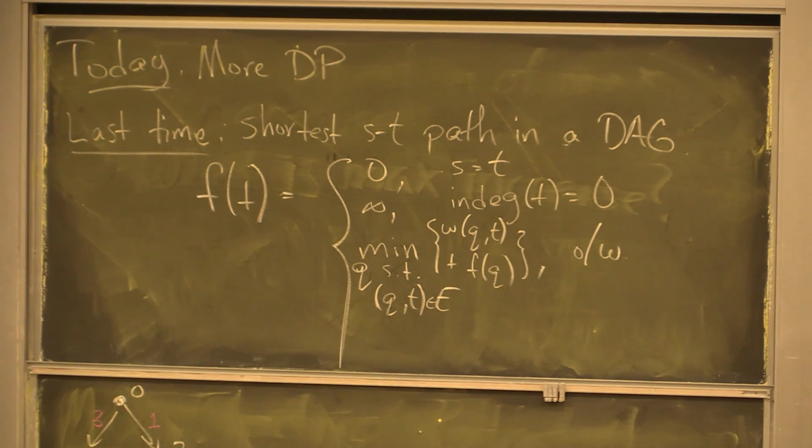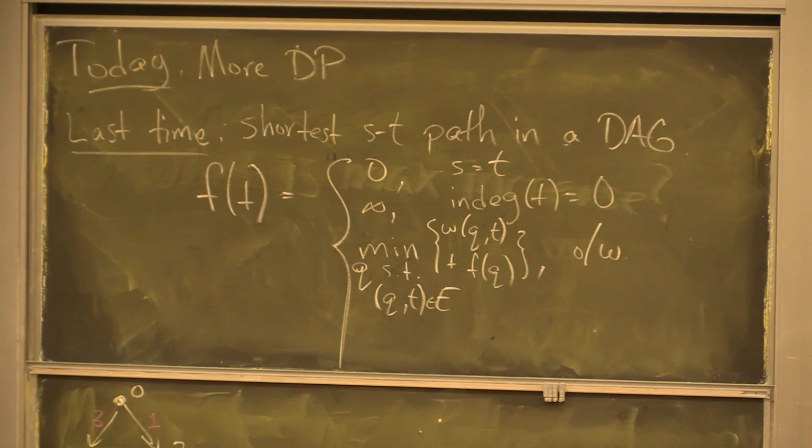And this is basically just brute force search. We're saying, well, we don't know which q is the best q to be the previous vertex in the shortest path to t. So we loop over all possibilities for q, and then pick the best one. If we choose to use q, what's the cost of using q? Well, we have to get to q optimally. That takes f of q length. And then we have to follow the edge from q to t, which takes w of q, t, right?